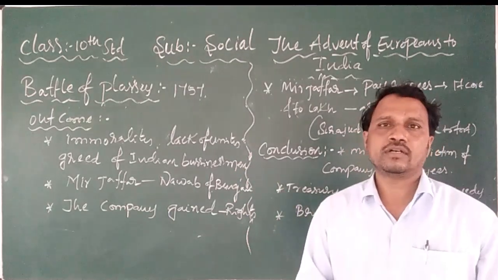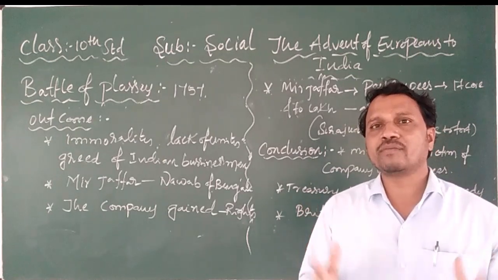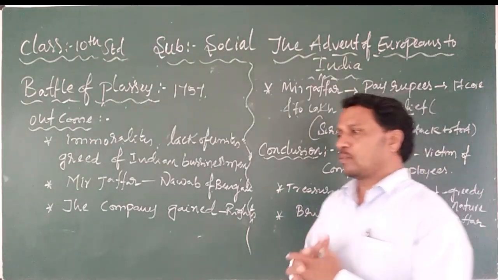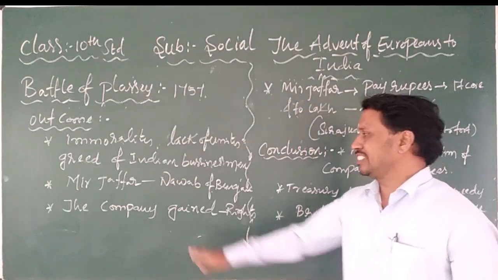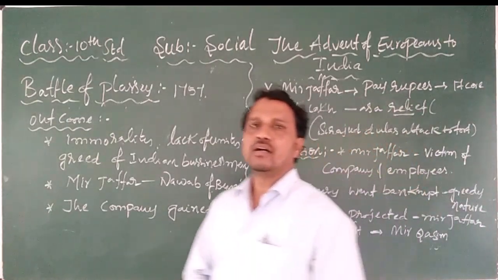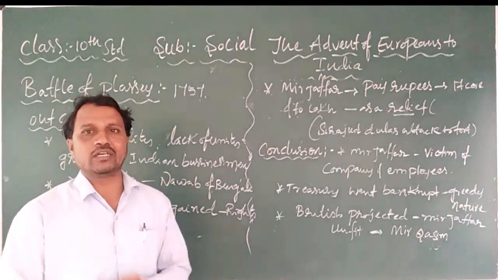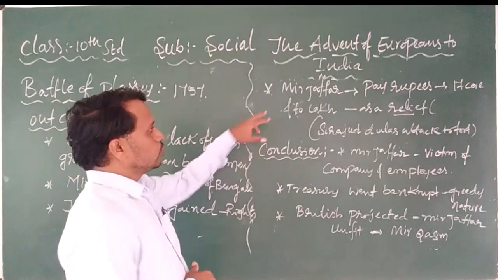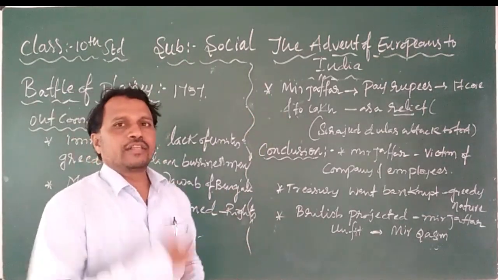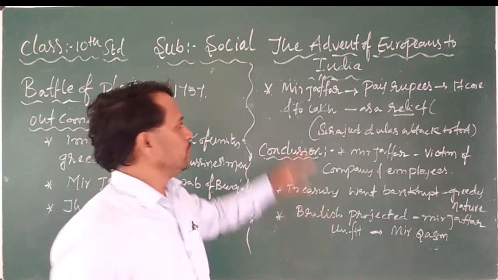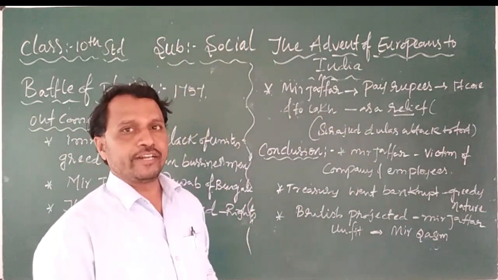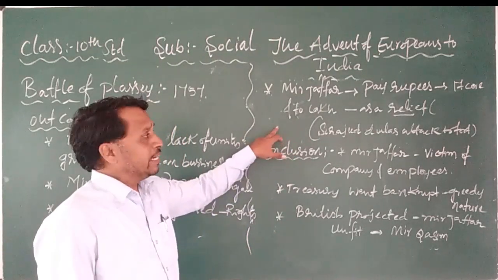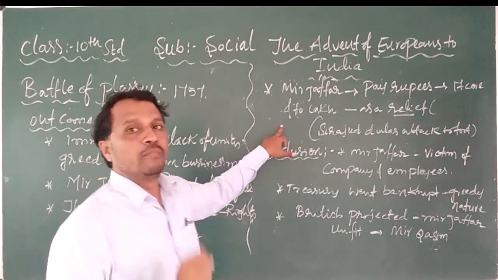Okay, and then Mir Jafar. So after the success of this victory, Mir Jafar became the Nawab of Bengal, and the British East India Company, by giving support to the Nawab of Bengal, gained many rights from the Nawab, because the Nawab was just a name for ruling. He was completely under the British. So another outcome of the Battle of Plassey: Mir Jafar wanted to pay rupees to the British East India Company. How much rupees did he want to give? 17 crore and 70 lakh rupees.